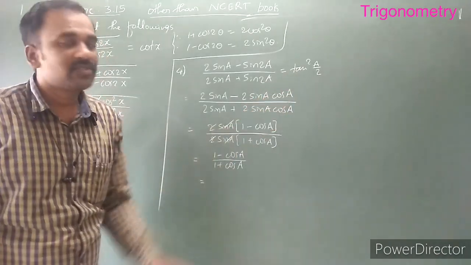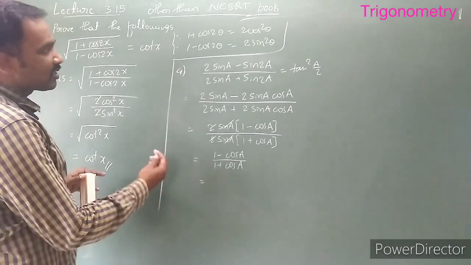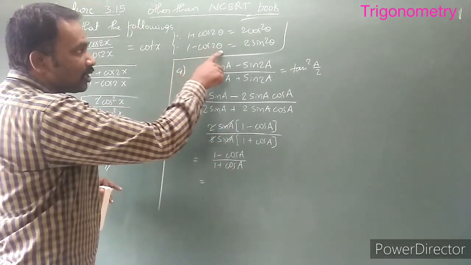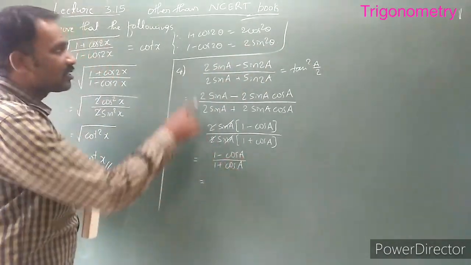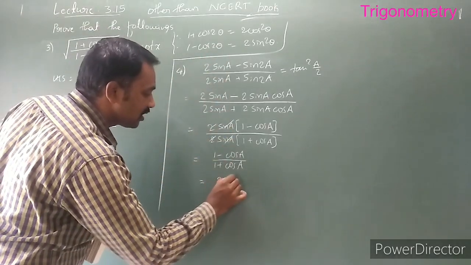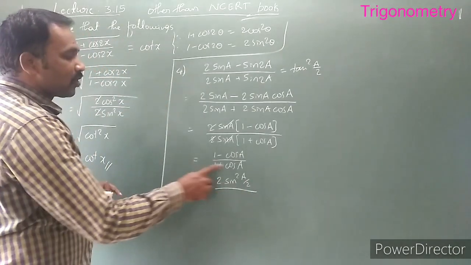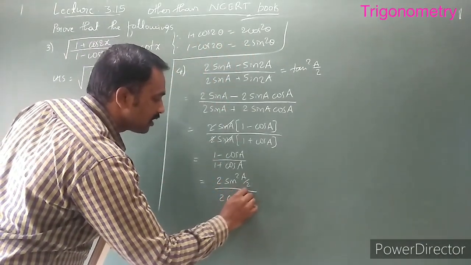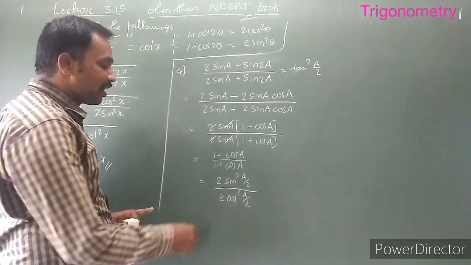We have not yet got the required RHS. What is the RHS? Tan square A by 2 is there. Here 2 theta is there, right hand side only theta. Here only angle A is there, divided by 2. That means 1 minus cos A can be written as 2 sin square A by 2. Similarly, 1 plus cos A can be written as 2 cos square A by 2. This is the submultiple angle or half angle part.